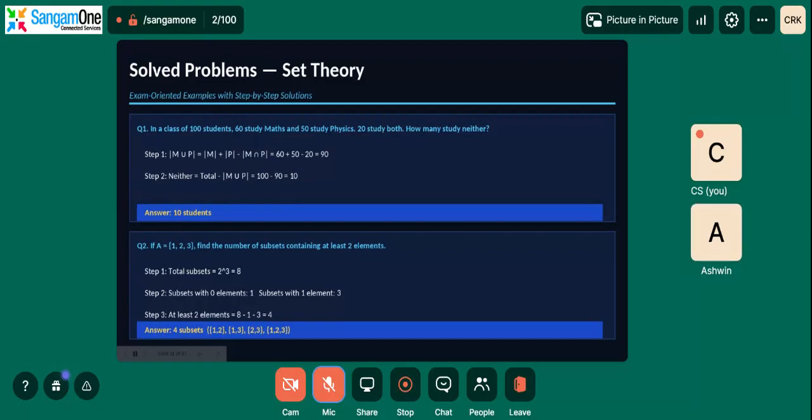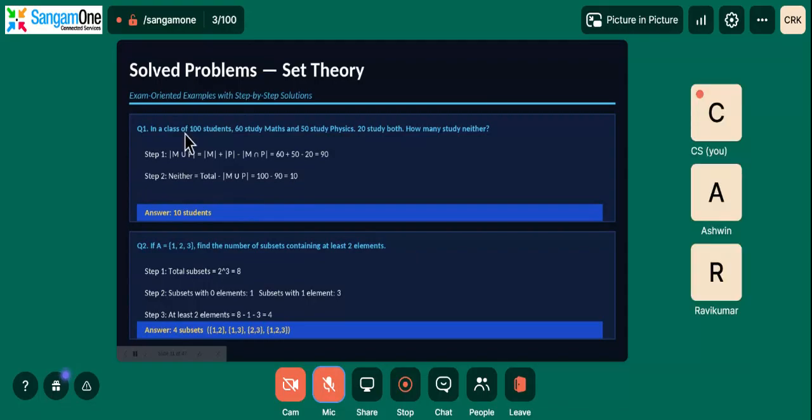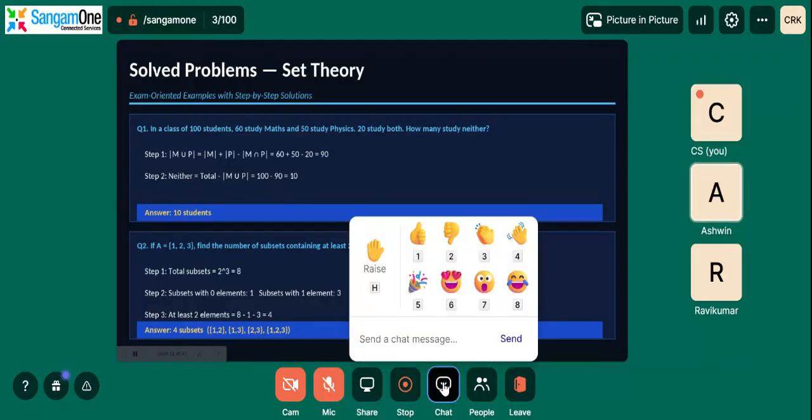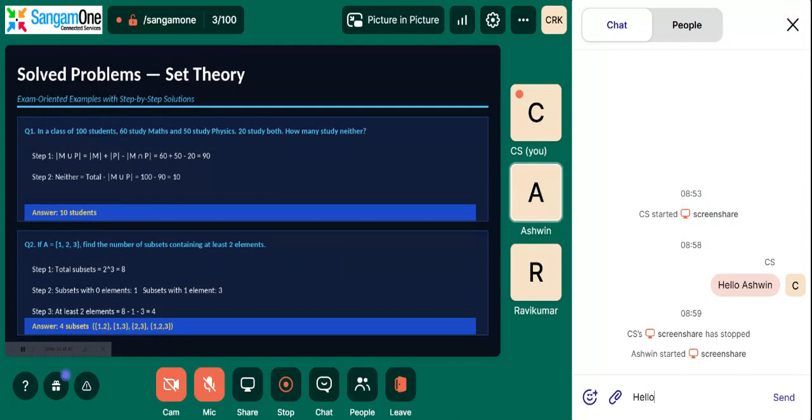110 minus 20 corresponds to 90. Now, who does not study either? Like who studies chemistry, who studies biology, that equals total minus M union P, 100 minus 90. What you can see here is the universal set, this total is the universal set, that is 100 total, minus 90. Then you get 10. So 10 students do not study either math or physics.